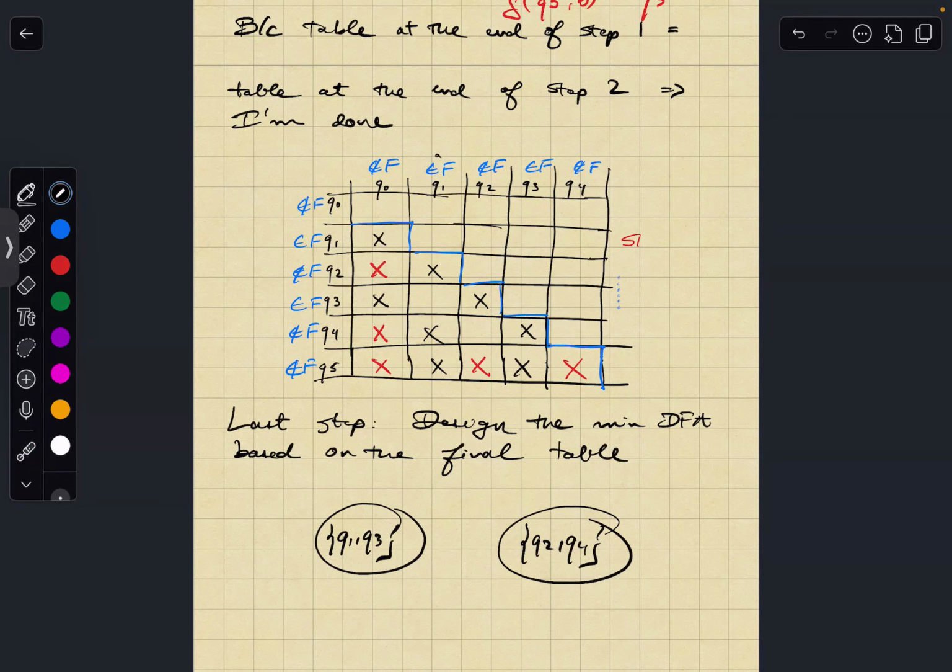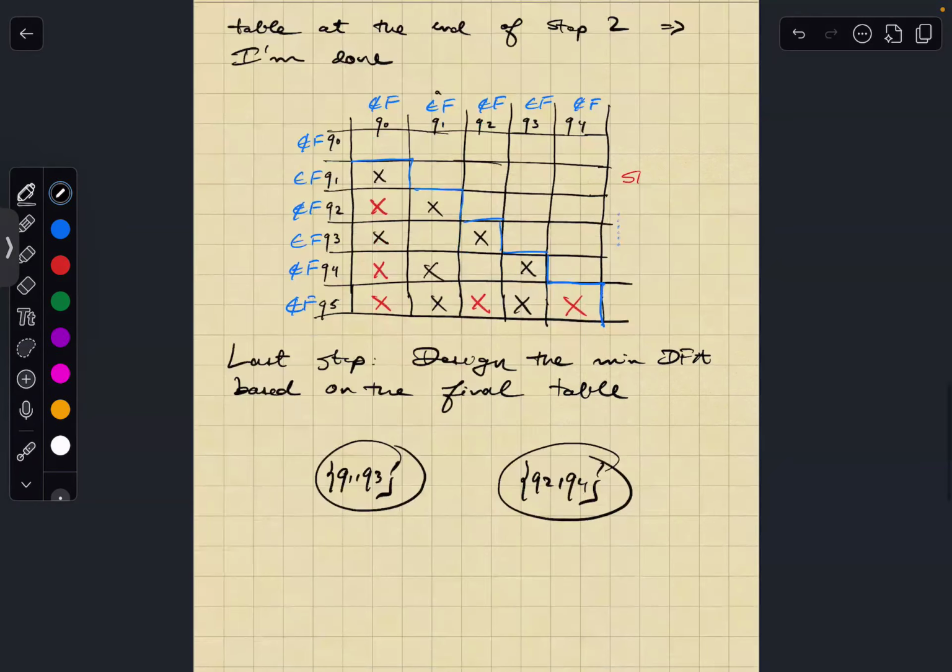Okay, so I have Q1, Q3 together, Q2, Q4 together. Now all the other states that haven't been grouped so far should just be individual states. So that leaves me with Q0 and Q5. Okay, so now I've created the states of my DFA.